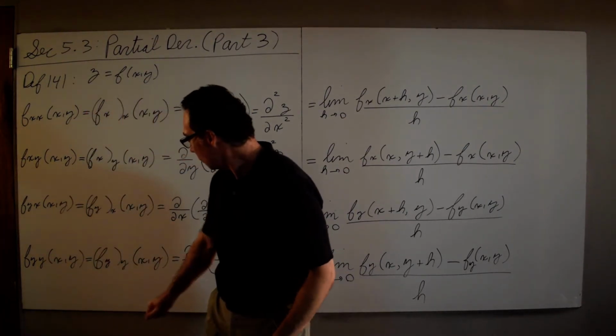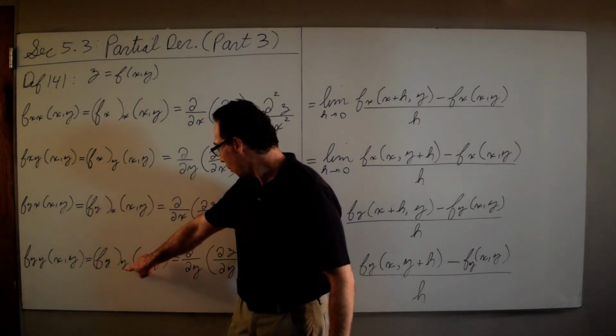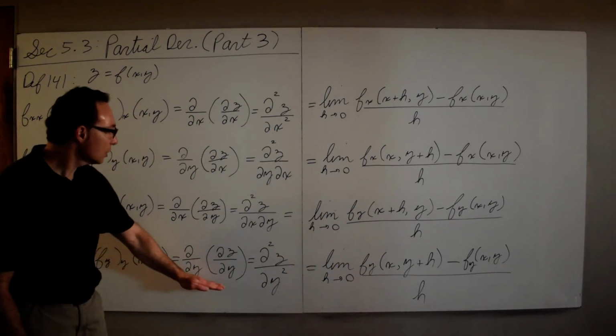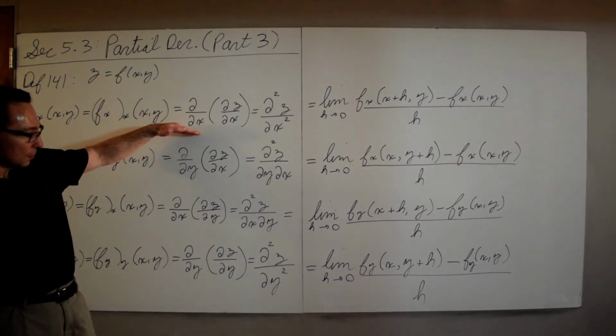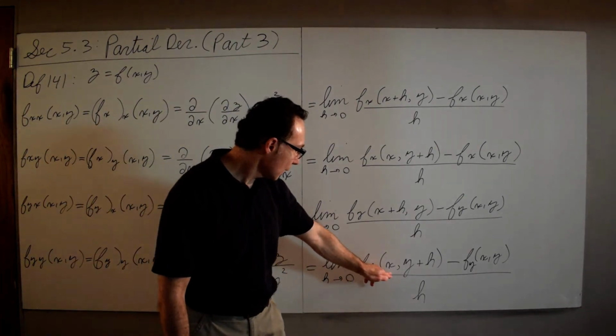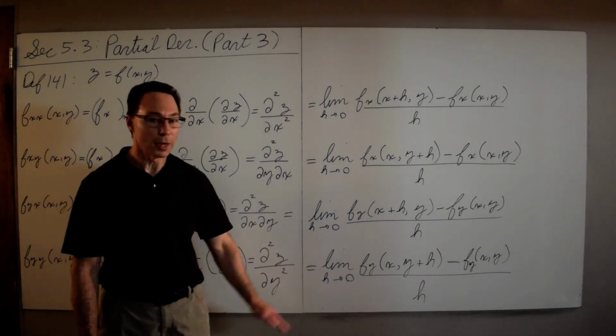And then finally, we have the partial derivative with respect to y, and we'll take that partial derivative with respect to y. Analogous notation that we have here. We have the limit as h goes to 0, f sub y of x, y plus h, minus f sub y, xy, divided by h.